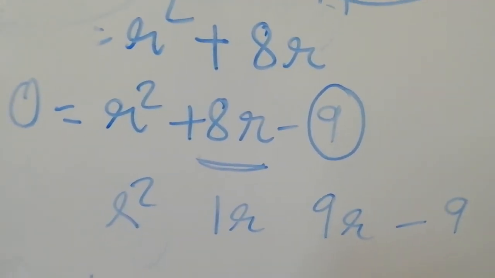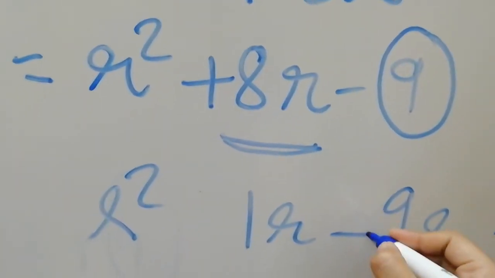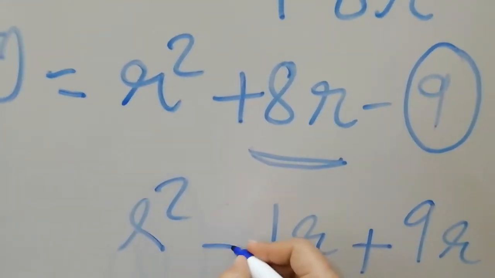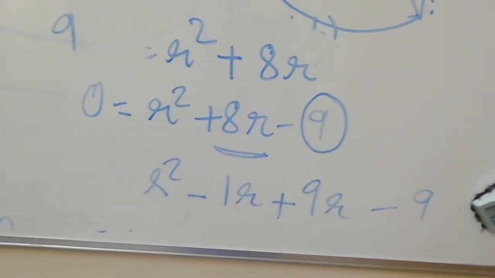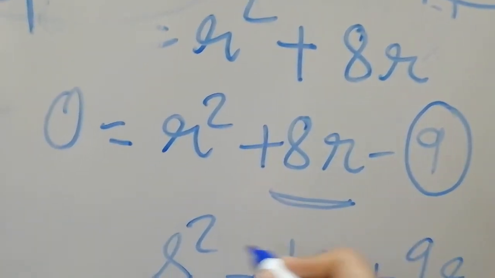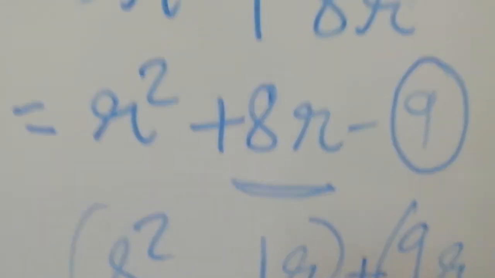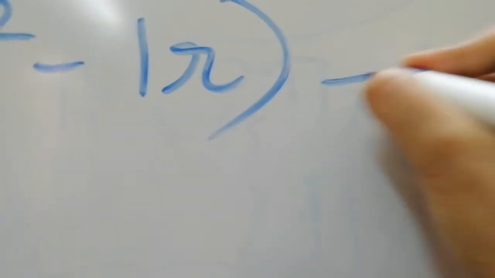Can I say 9 minus 1 is equal to 8? But I want plus 8r. So what will I do? The greater number gets the plus sign and the smaller number gets the minus sign. So 9 minus 1 is 8, with the sign of the greater number. 9 is the greater number, so I will put plus 9 over there. Now I will divide this into two parts. Let me take my sum on this side so that visibility will be better. So I have two parts: r square minus 1r, and the other part is plus 9r minus 9.